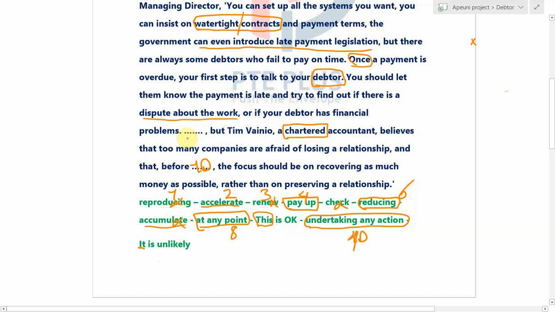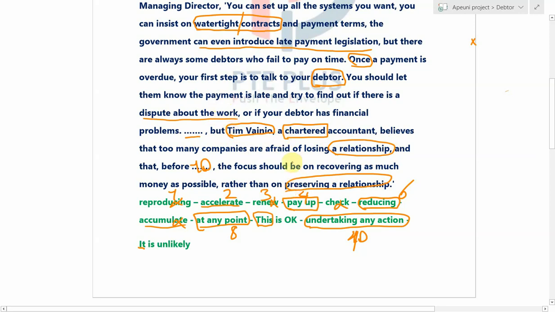It is unlikely. But Tim Vino, a chartered accountant, believes too many companies are afraid of losing a relationship and that before doing anything else. So, it is not unlikely. It is likely. If it is unlikely, then this guy shouldn't be focusing on recovering money. He should focus on preserving a relationship. There is but, which shows contrast between this section and this section. What's coming after but tells us that having a relationship is not a priority. Getting your money back is a priority. This guy is telling this.